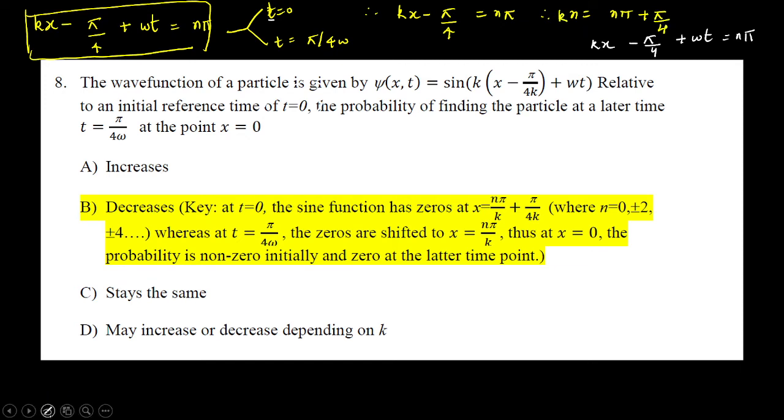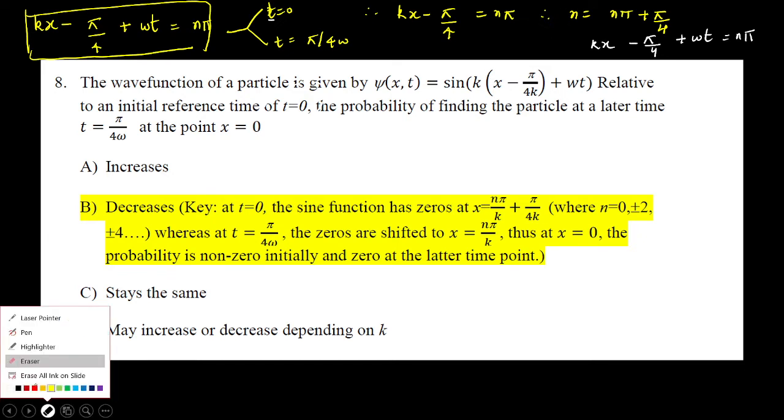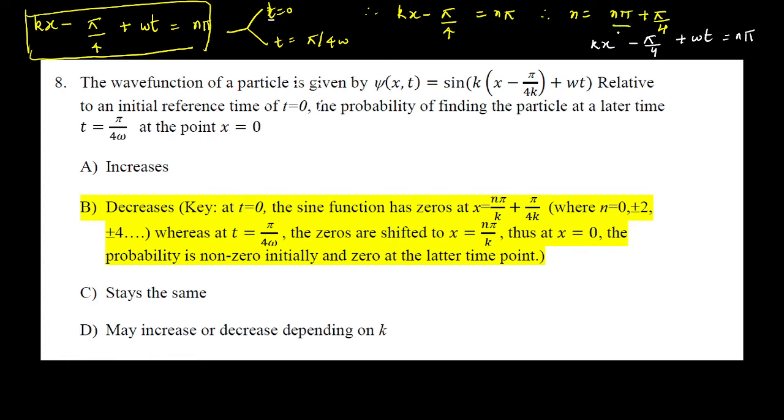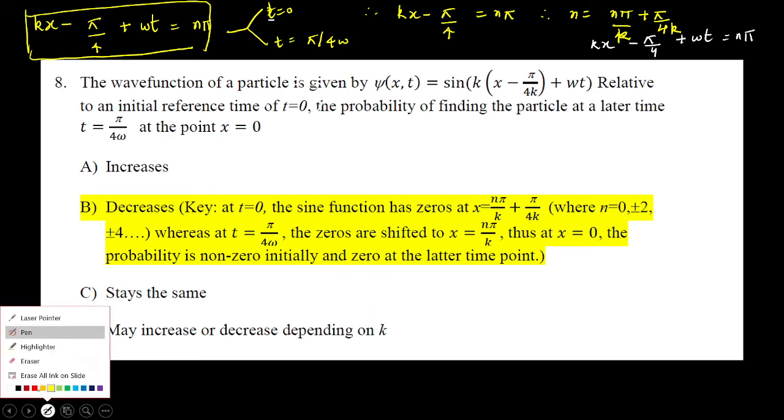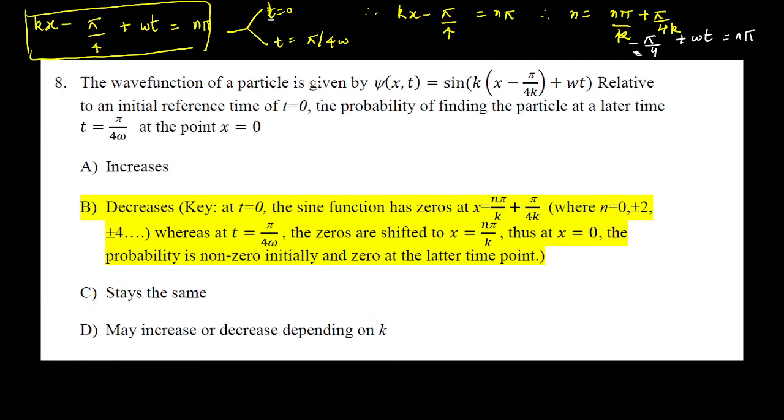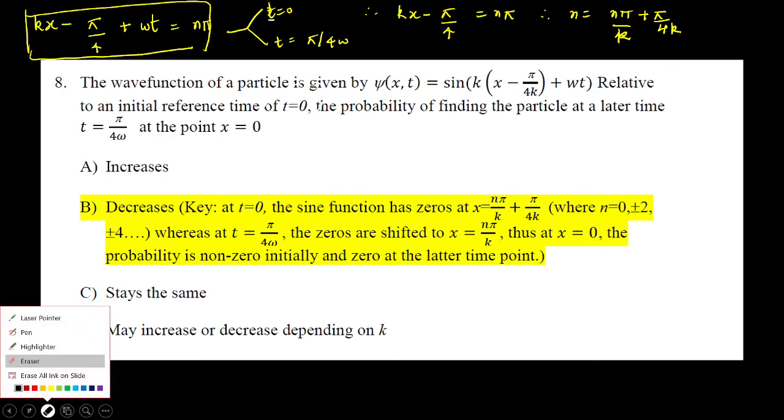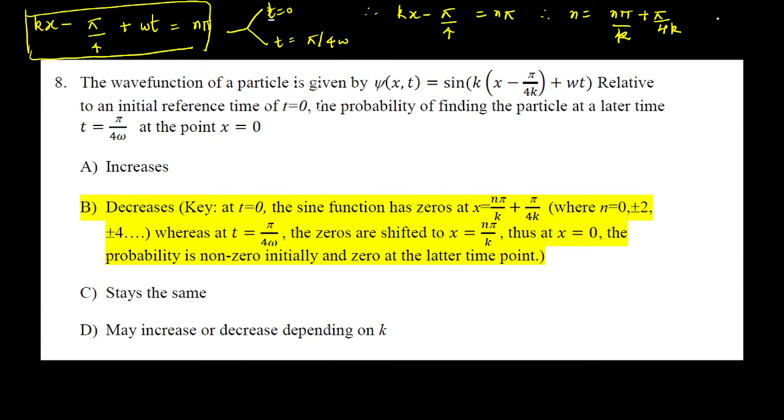So let's take k to the denominator: x equals n pi by k plus pi by 4k. This is the value of x when t equals 0. When t equals pi by 4 omega, what would be the value of x? Let's find out.